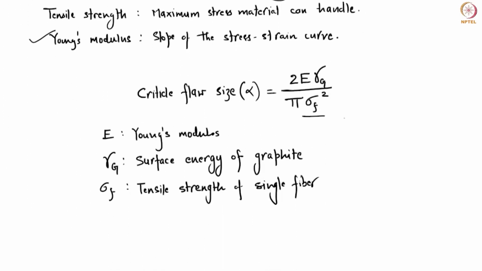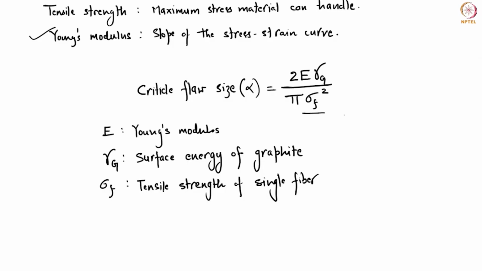Now coming to this flaw size that we were talking about, this is the Reynolds and Sharp method, or the formula given by them. What is the flaw size? This is the size of your trapped defect in a carbon fiber that would limit its mechanical properties, and here is the relationship. This is Young's modulus. Gamma G here is the surface energy of graphite, which is approximately 4.2 joules per meter squared.